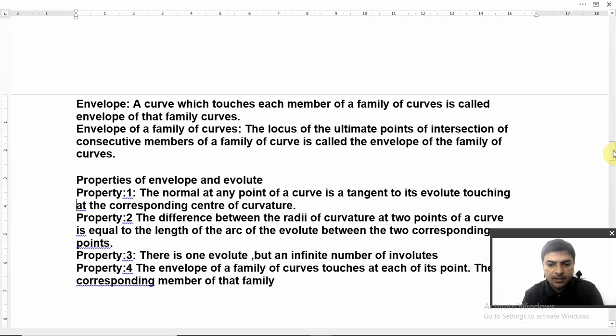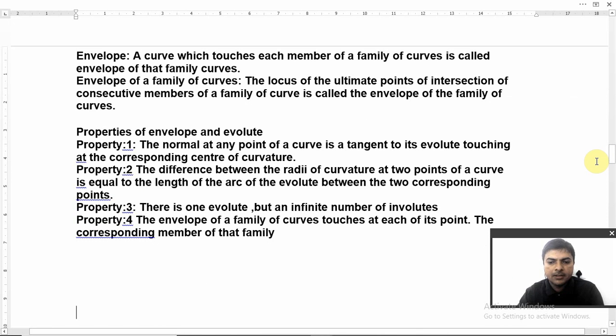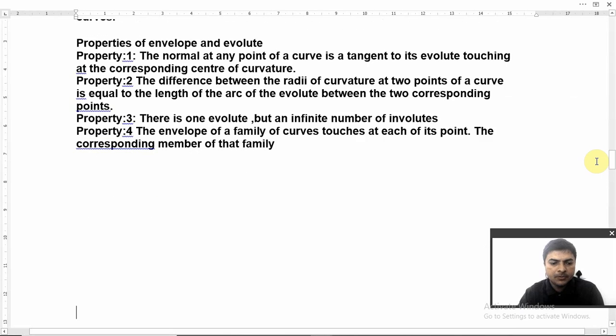There is one evolute but an infinite number of involutes. Yes, friends, if you take any one evolute or one curve, then there will be many traced curves or tangents to that curve, and each will become an involute. The envelope of a family of curves touches, at each of its points, the corresponding member of that family. So this is the very simple way of stating the properties.